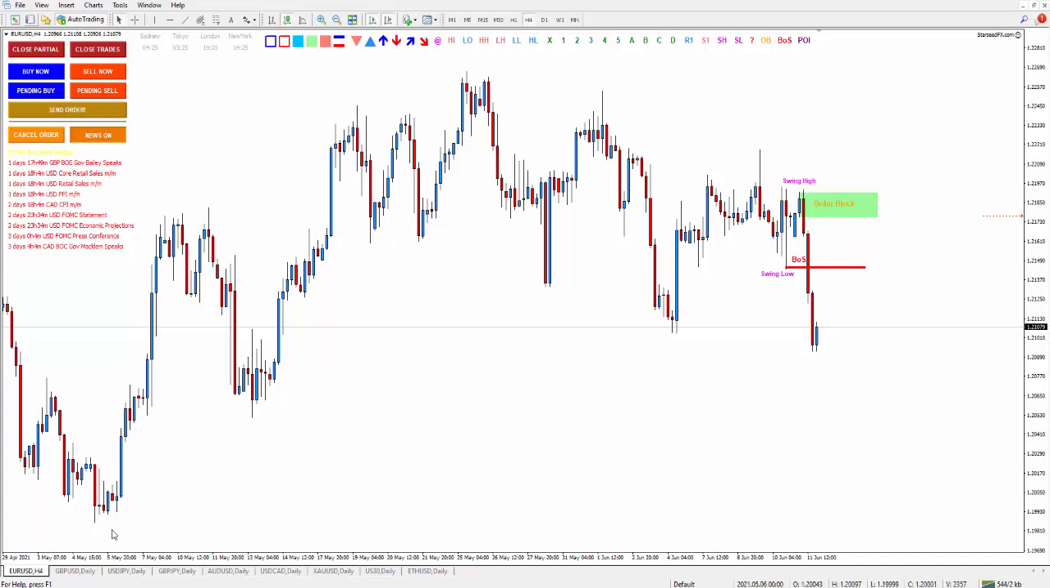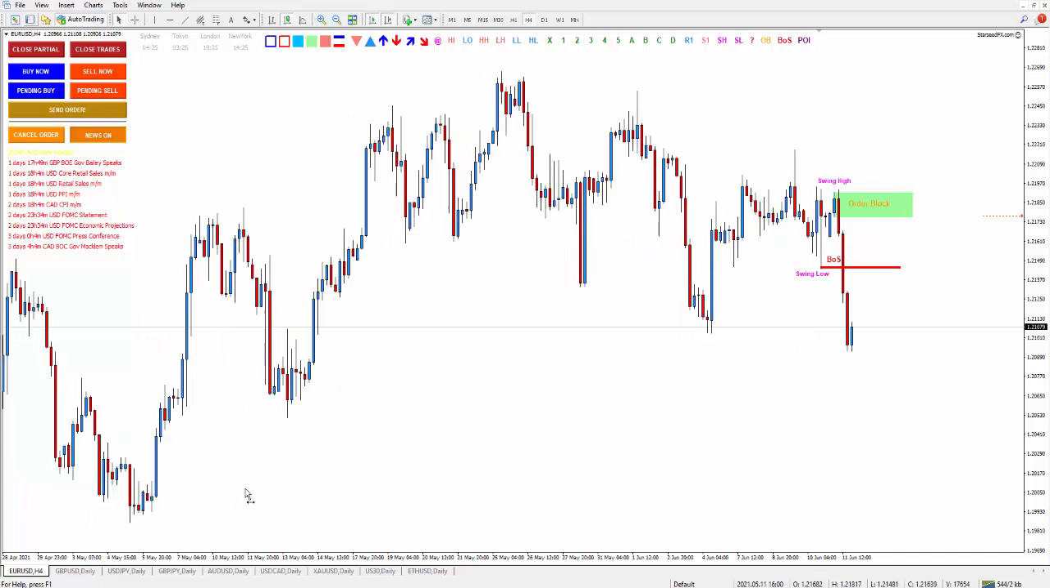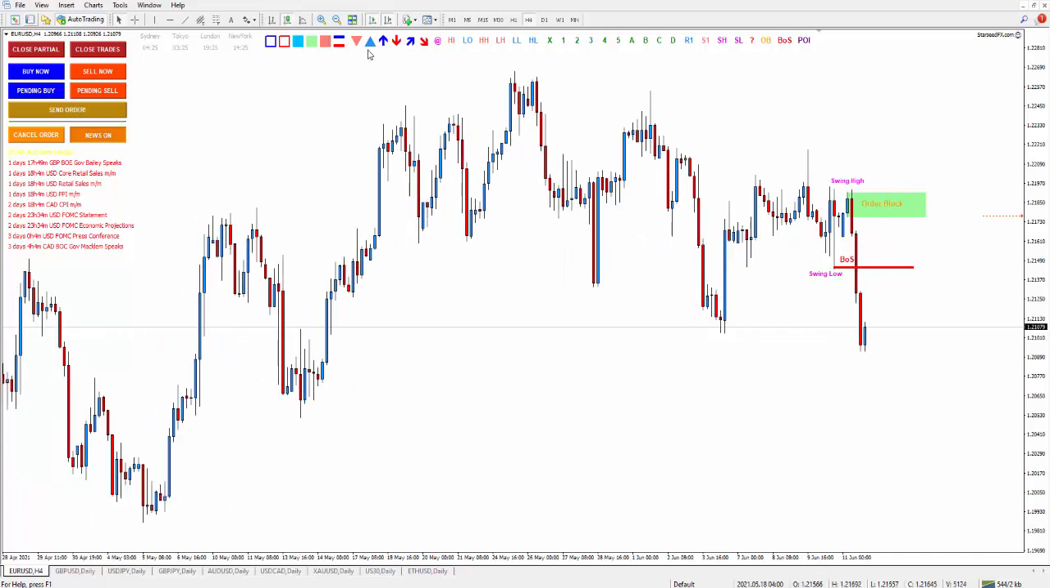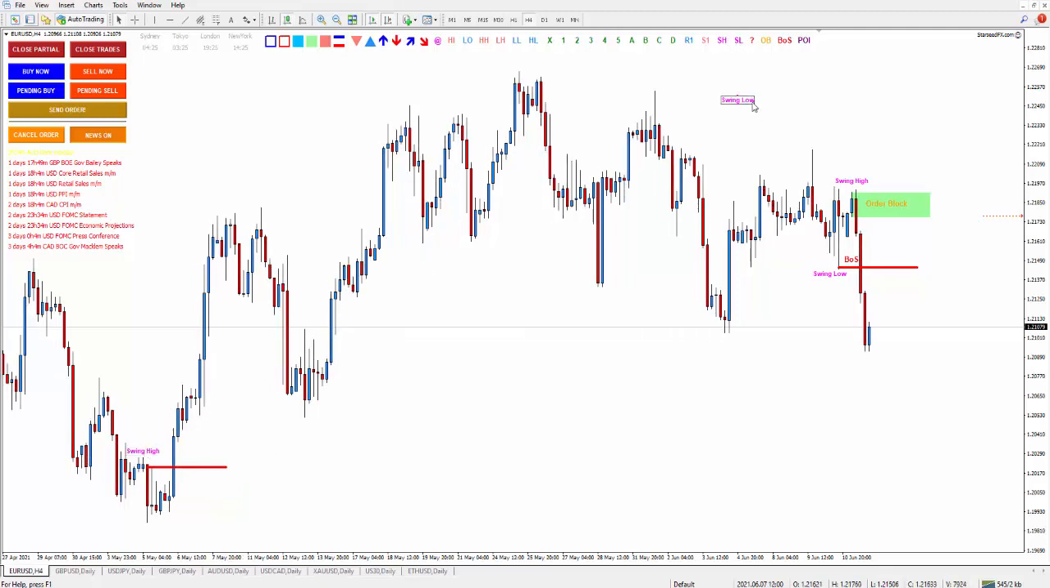For example, here, this order block, if you see, okay, over here, take a look. Here, this is swing high, this is swing low, and this is my break of structure.